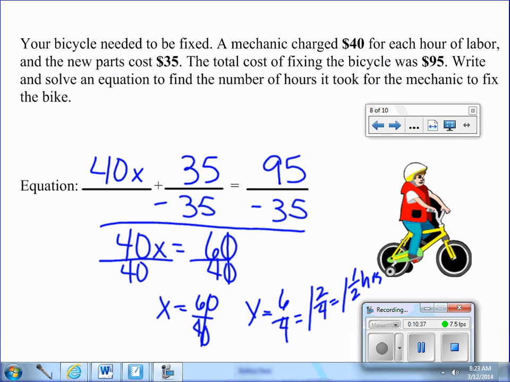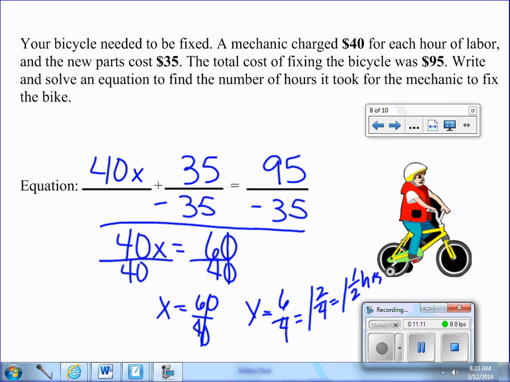So we knew that the constant term would be $35 because that's how much the parts were. The parts were not going to change. What we were determining is how many hours. So we had 40x plus 35 is equal to 95. Your bicycle needed to be fixed. A mechanic charged $40 each hour of labor, and the new parts cost $35. The total cost of fixing the bike was $95. Write and solve an equation to find the number of hours it took the mechanic to fix the bike.